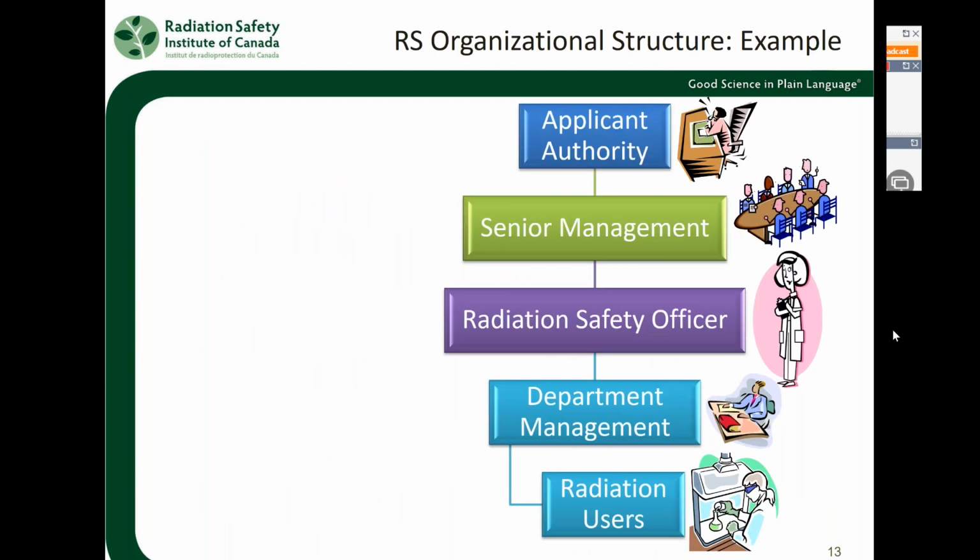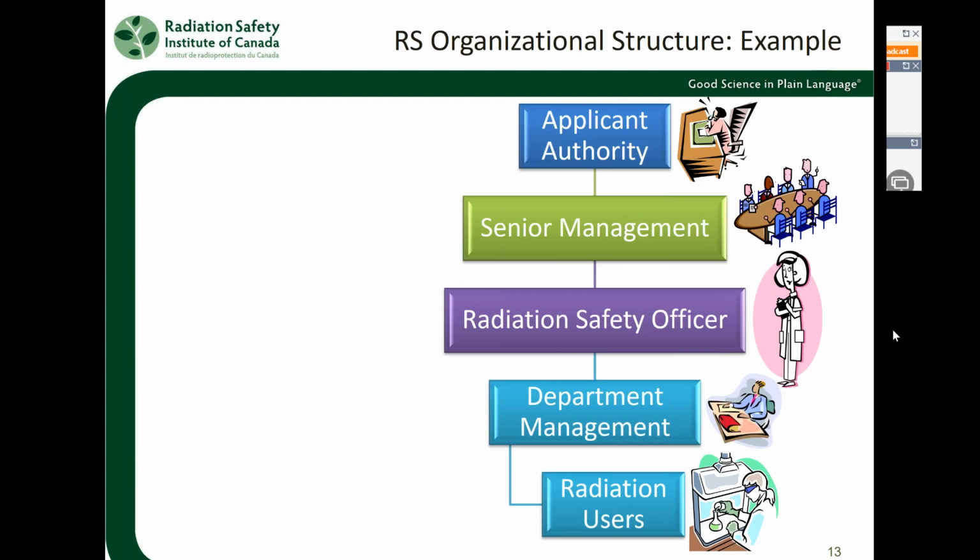Okay, one of the first things that the application asks for is the radiation safety organizational structure. So the CNSC is looking here for an organizational management chart. You can write a description of it, but a chart is really the easiest way to present this. The chart I'm showing here is just an example, and it can be a very simple organizational structure because it only pertains to radiation safety. That is all the CNSC wants to see.